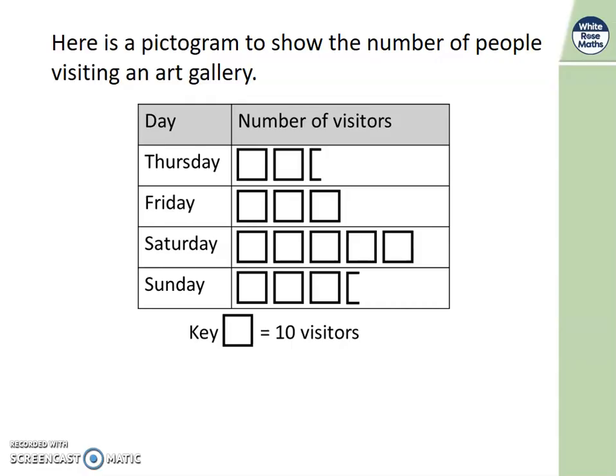So let's get ready to learn. Here is a pictogram that we've been looking at earlier this week, and it shows the number of people visiting an art gallery. We've got the days down here, and we've got the number of visitors represented here. Remember to look at the key to see how much each square represents, and we know that each square represents 10 visitors. So what I want you to think about is what information can you find out from this pictogram. Pause the video to give yourself some time.